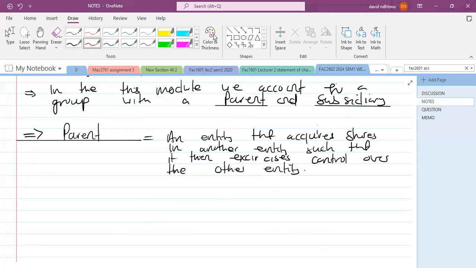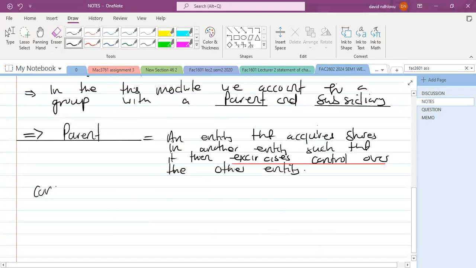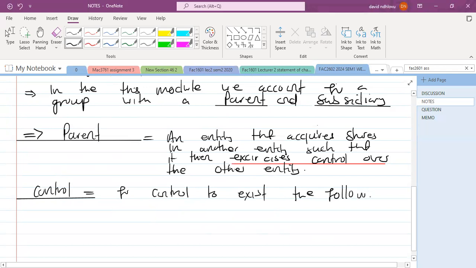So a parent is an entity that exercises control. And usually, so what is control? Control is the ability. For control to exist, the following should be fully satisfied.